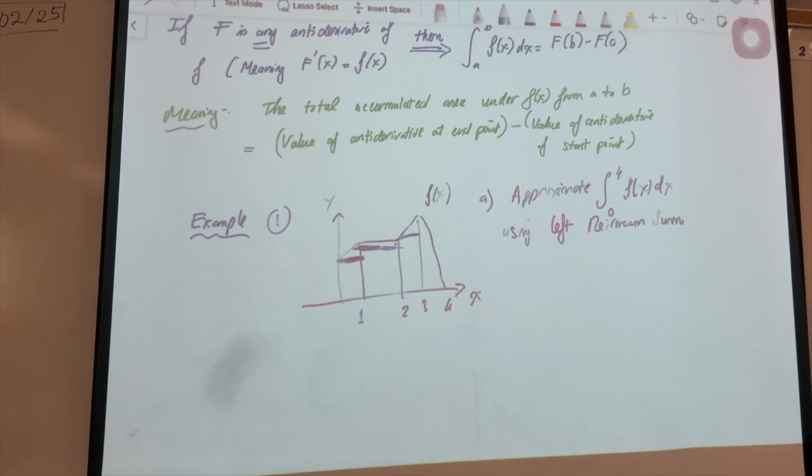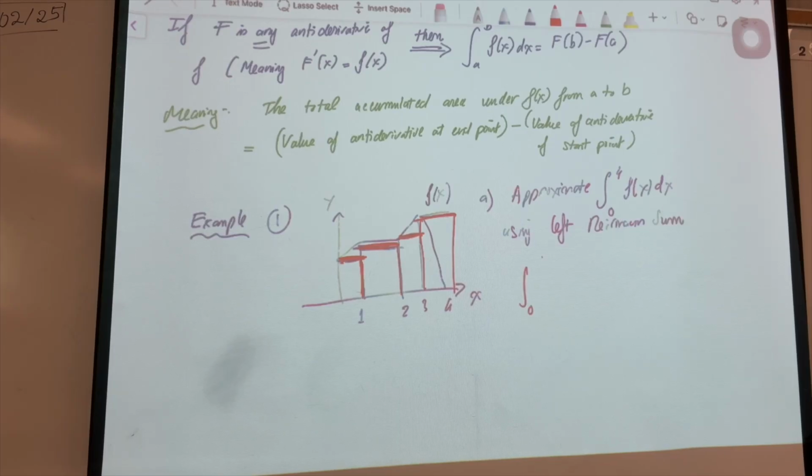Do you agree? And what does the last one look like? It's going to be big. Then I use different colors so you can see what happens. The red one here, red one here, red one here. So that is the left Riemann sum. Does it ring any bell?